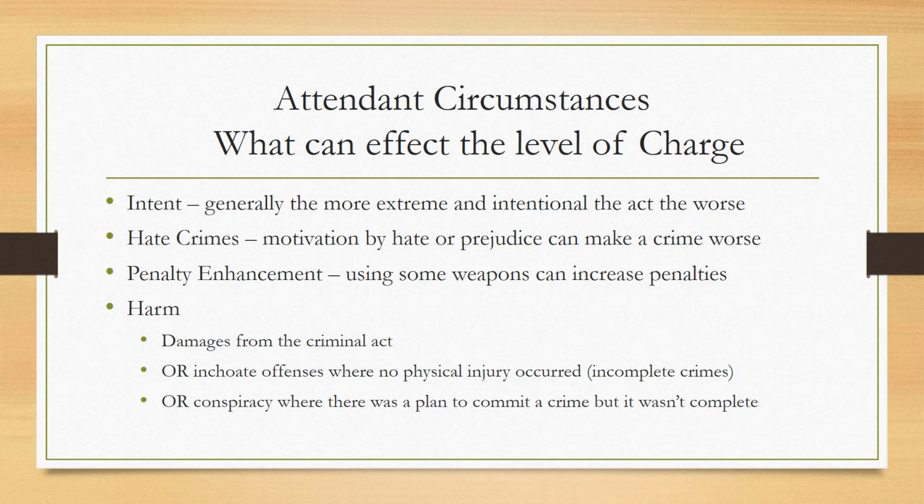Another thing that affects a crime is how much harm is there? What damages flowed from it? So if it was incomplete, it's called an inchoate offense. Sometimes we call that an attempt. Was it merely just a conspiracy, but you never got to the point that you could rob it? So we do look at harm that flows out of it to affect the charge, or if there even is a charge.